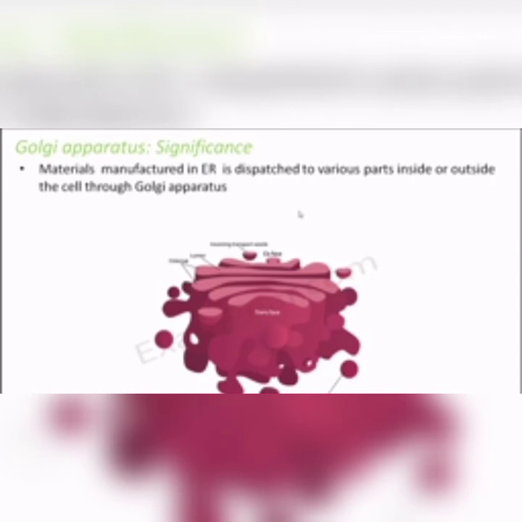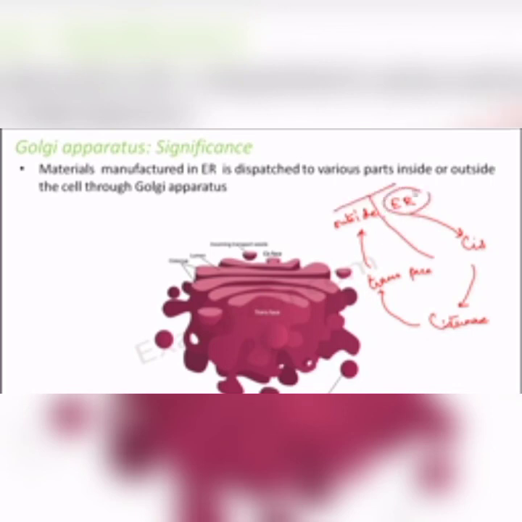So basically how does this entire process take place? In the endoplasmic reticulum, lipids and proteins are synthesized. They will be passed to the cis phase. So the cis phase will receive those materials. From the cis phase, it will pass through the cisternae. From the cisternae, it will reach the trans phase. And from the trans phase, it will go outside. Right? So that is how the process takes place. Clear? So it starts from the endoplasmic reticulum and then it is transferred to different parts of the cell.